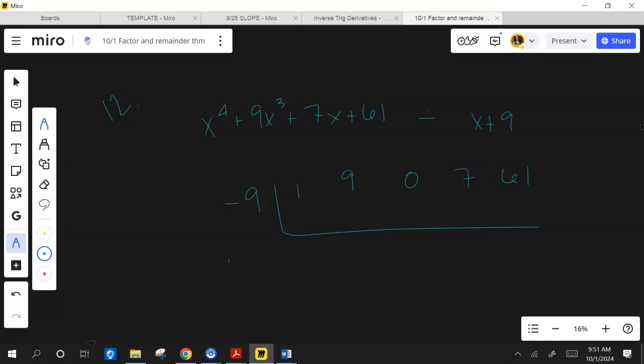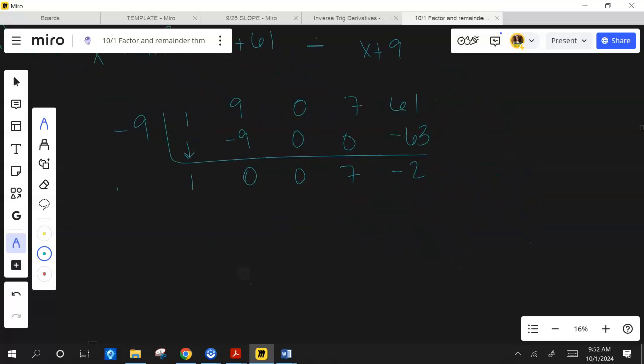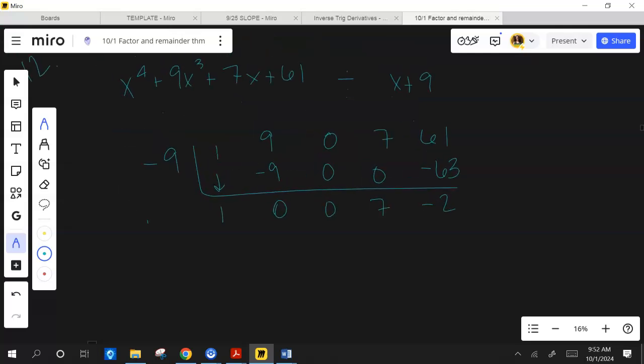All right. First step is what? Drop it. Then do what? Multiply. Add. What'd you say, Grayson? Grayson said we did this one yesterday. No, we did not.